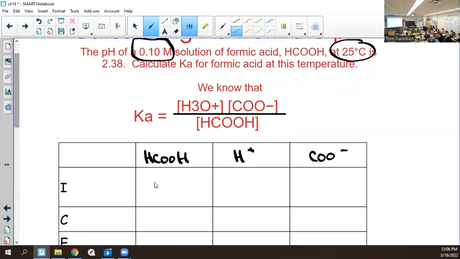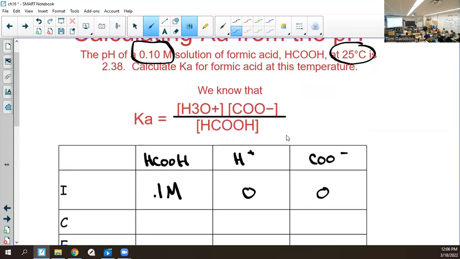All right, the initial is 0.1 molar. You okay with that? Then my H plus is 0. Then at equilibrium, I will know my H plus. If I know the pH is 2.38, I can find the H plus concentration. It's equal to 10 raised to the negative pH, or the inverse log of negative pH. So will someone type in 10 raised to the negative 2.38?